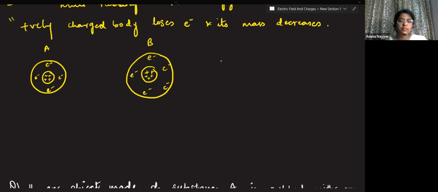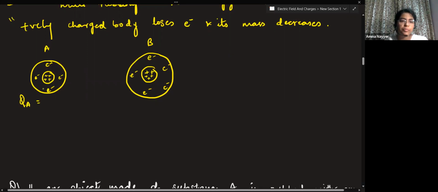How do you calculate the total charge? If you have 4 unit positive charge and 4 unit electronic charge, this will get cancelled. The body will be electrically neutral, so the net charge will be zero. Similarly, if you calculate the charge on B, it has plus 5 unit electric charge and minus 5 unit of electronic charge. So this makes it 0.